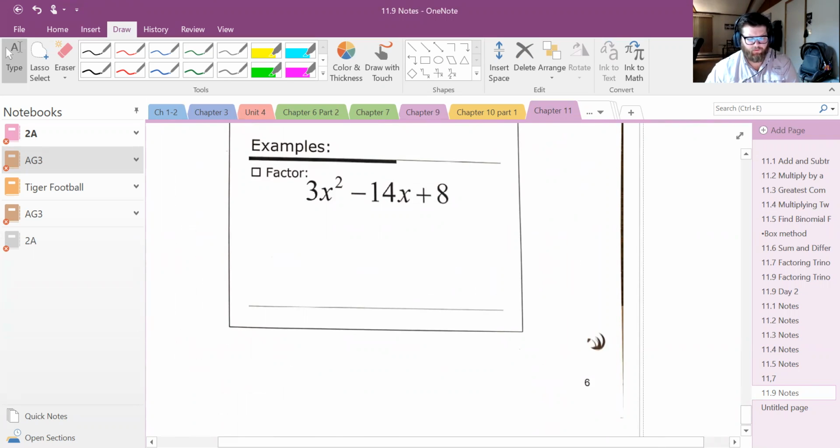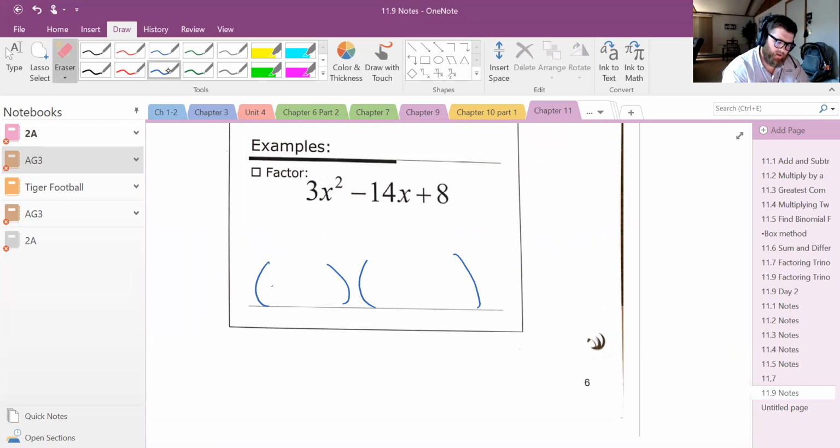3x squared minus 14x plus 8. Okay, the plus 8, remember, when your last term is positive, that means we're going to have the same sign in both the parentheses. Okay, and the middle term will tell you what sign, right? Not always. These ones are a little weird. When it's just 1, it's always going to be that way. I'm going to tell you right now it is for this one. We're going to have negative and negative.